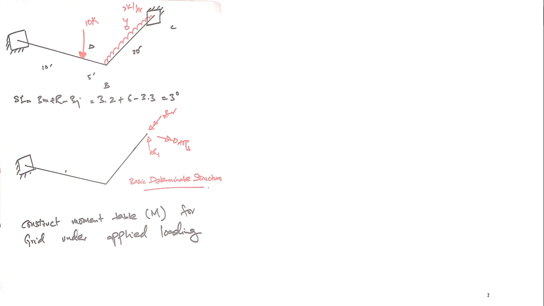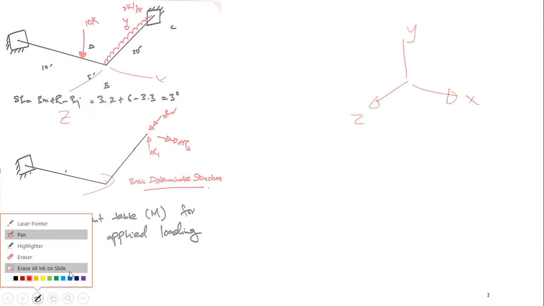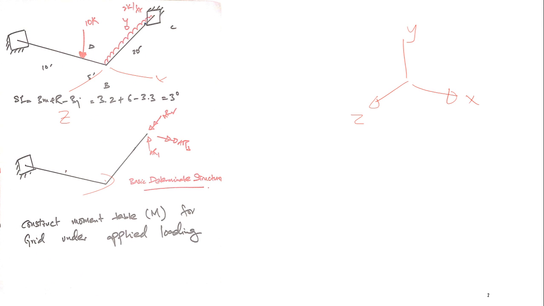So, the grid given is here. One of the members is in the x-axis, and the other member is in the z-axis. You should know that this is my y, this is my z, and this is my x. Let me change the color of the pen. So, loading is always in the y-axis. You can see the loads are in the y-axis on both the members.